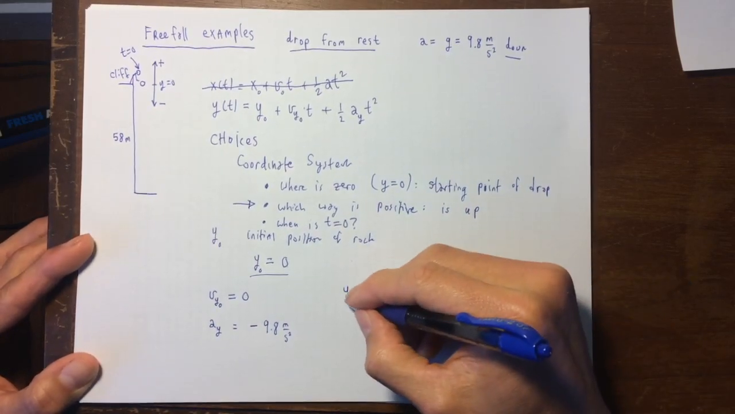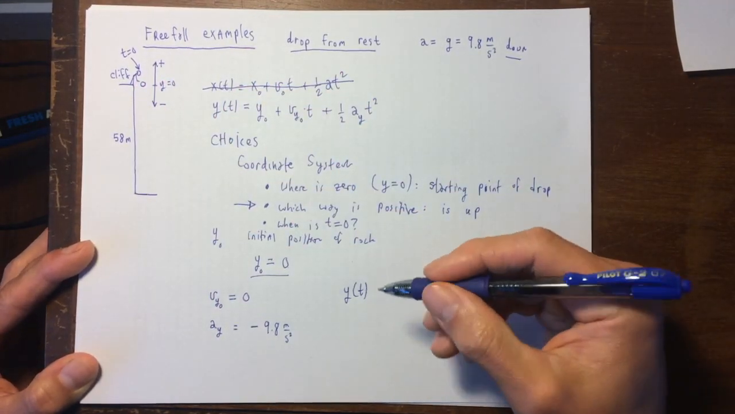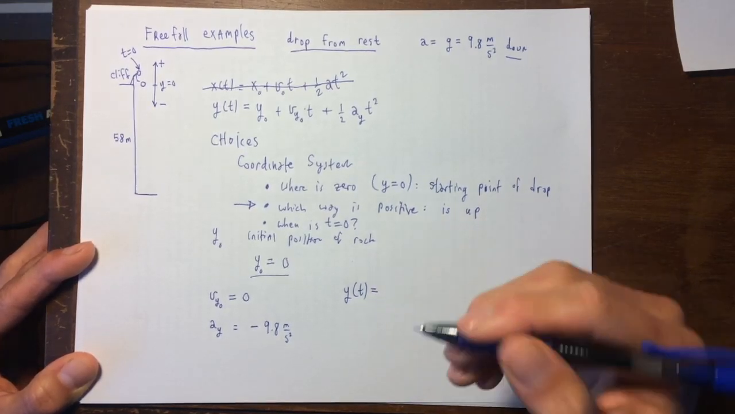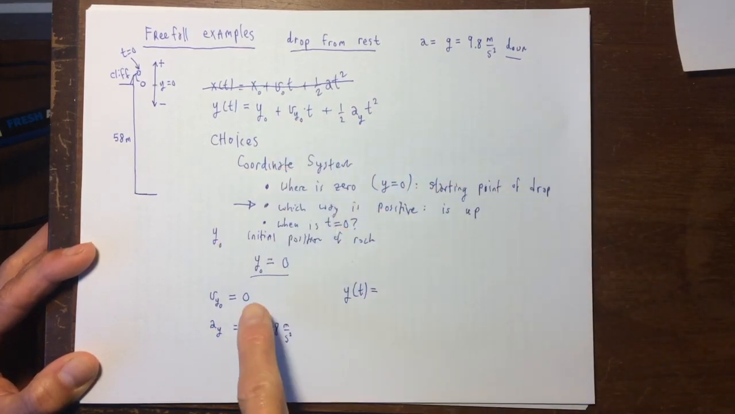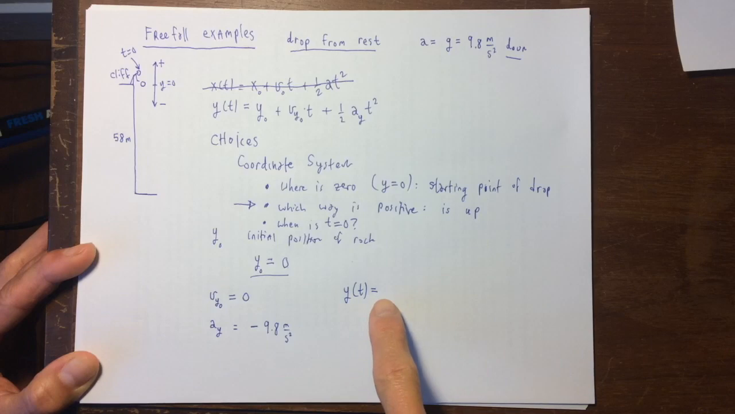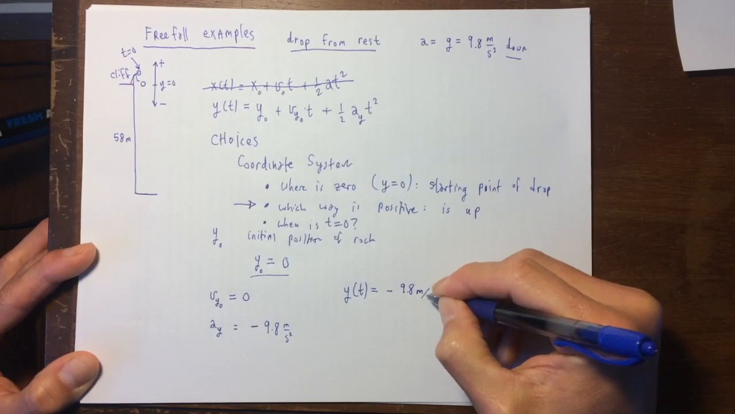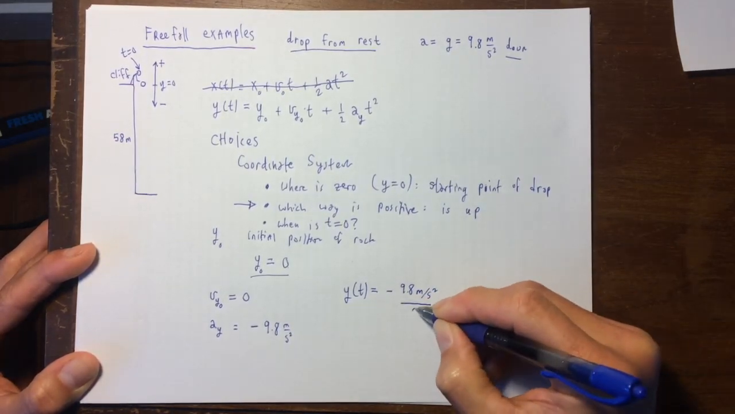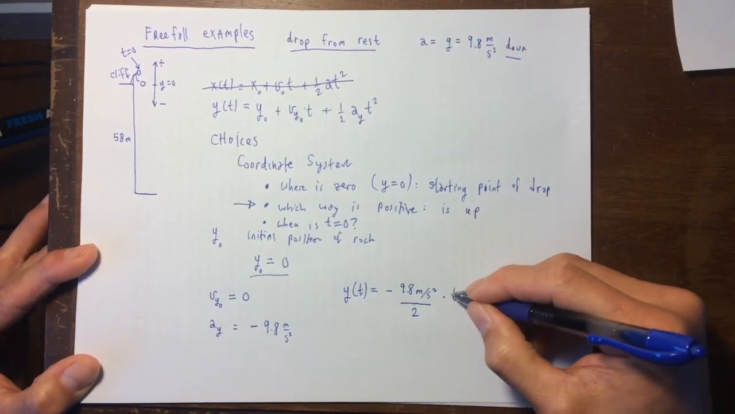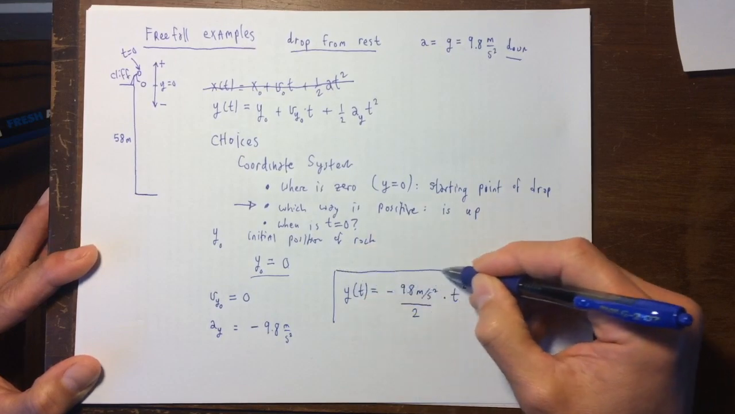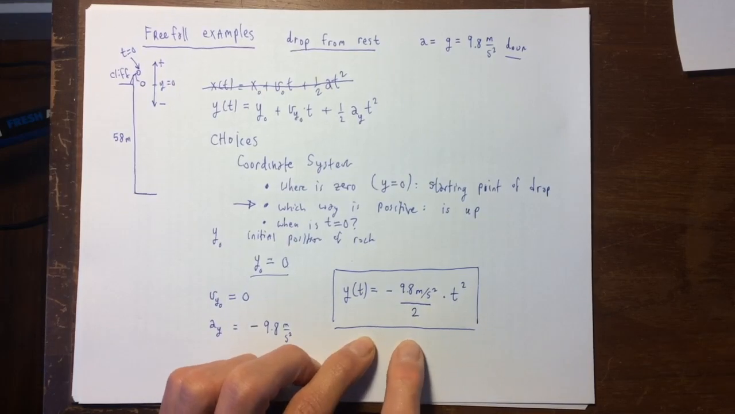So what this means is that y of t, which is the position of our rock for future times, is equal to 0 plus 0 times t minus 9.8 meters per second squared divided by 2, because there's the half, can't forget the half, times t squared. And then I can use this to solve problems.